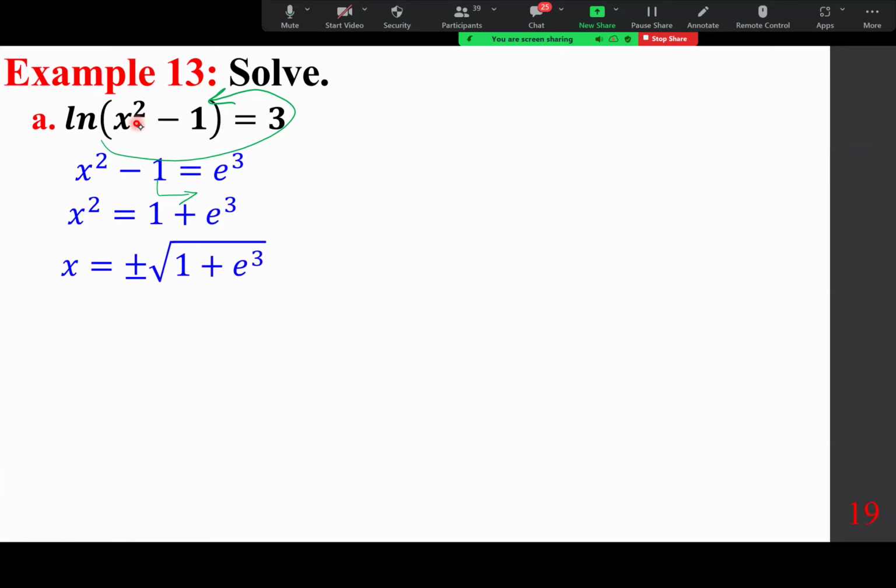ln of ln x equals 1. Remember the arrow. So what's in there equals e to the power of 1. Ln x is e to the power of 1 or e. And now you do it again. X is e to the power of e.